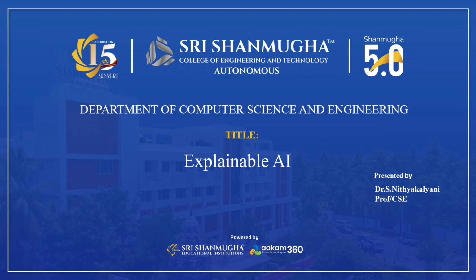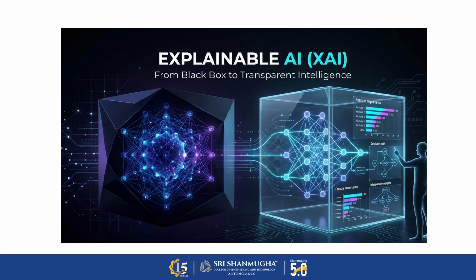Hi everyone. Today we are going to see about explainable artificial intelligence, that is called XAI. This is sometimes called a white box model or transparent model or transparent intelligence. This model helps the human to know why the AI model made a particular decision, rather than simply knowing how the result was obtained.